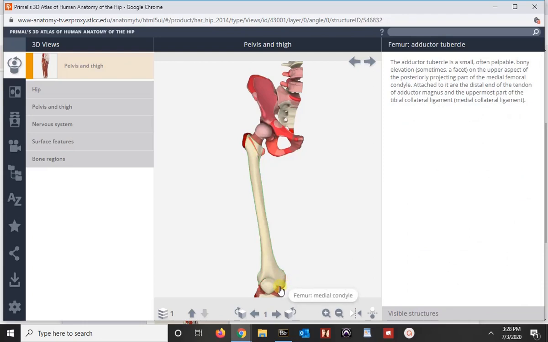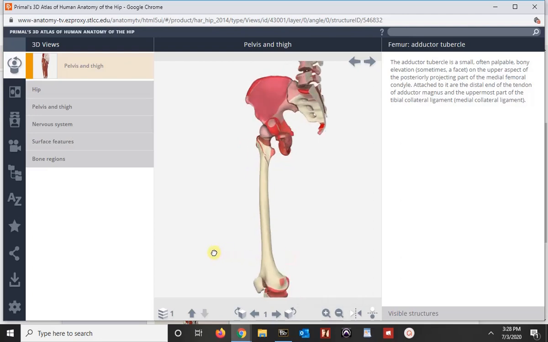And then here is the medial condyle. Here's the condyle, because see, here's the tibia right down here. And so there has to be condyles between two bones, and those are just smooth surfaces of the bones so they can fit together. So this is the femur's medial condyle. If you go up just a little bit on the side, it's the medial epicondyle because that's above the condyle.